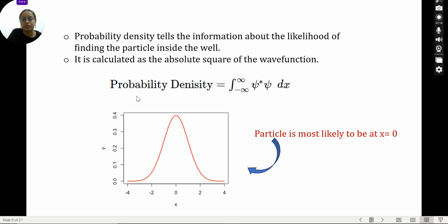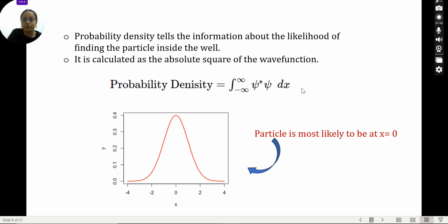One of the most informative things we can collect is the probability density. The probability density tells the likelihood of finding a particle inside the well. For example, in this curve, we can see that it is maximum at x equal to 0. So in that way, we can see that the particle is most likely to be at x equal to 0, because here the probability is maximum, and before and after that it is minimum.